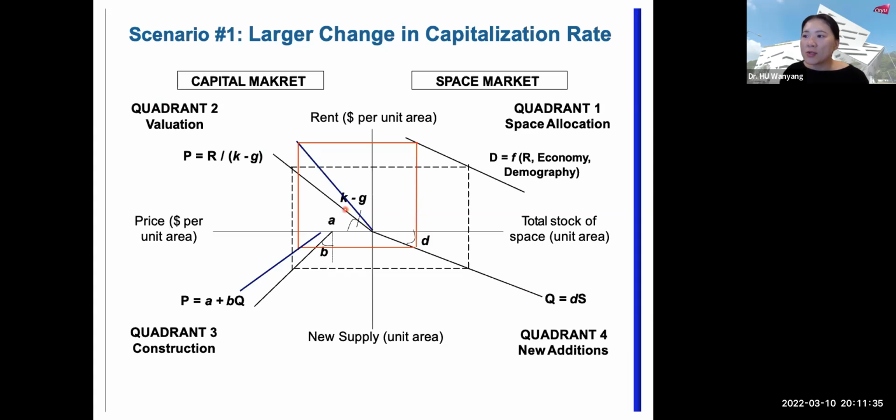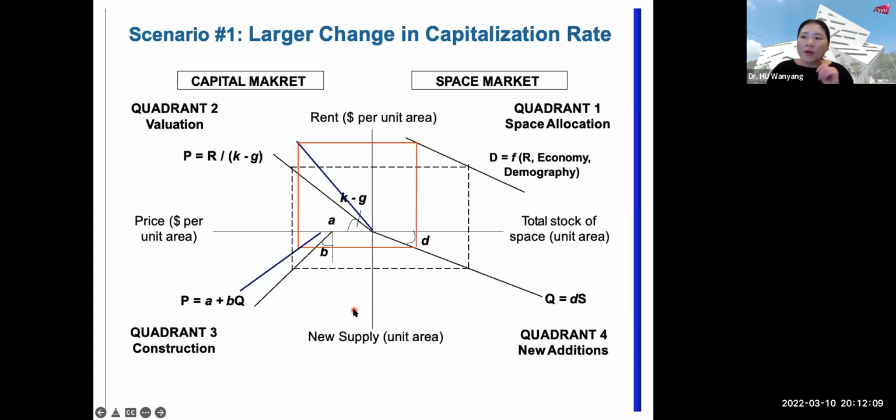So the restriction on pre-sale practice will induce two effects. One is a clockwise rotation of this line, and another one is a leftward shift and a clockwise rotation of this supply curve in quadrant three.